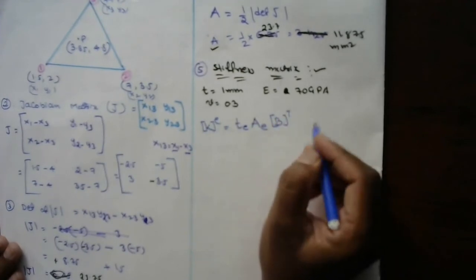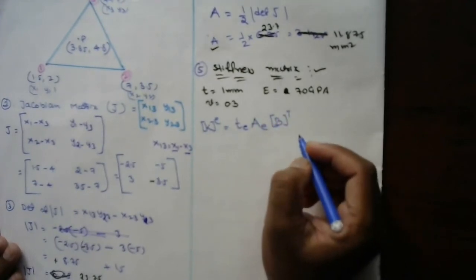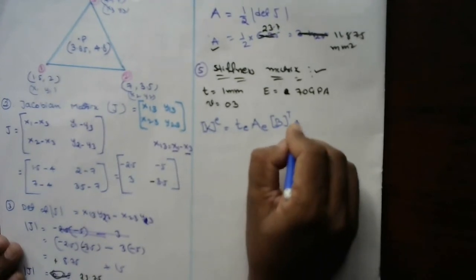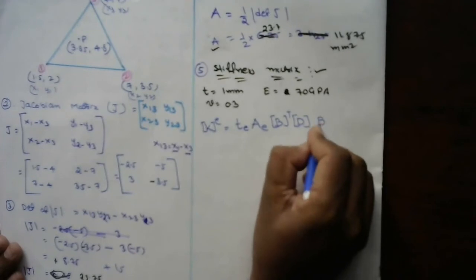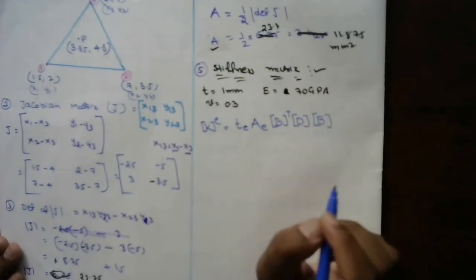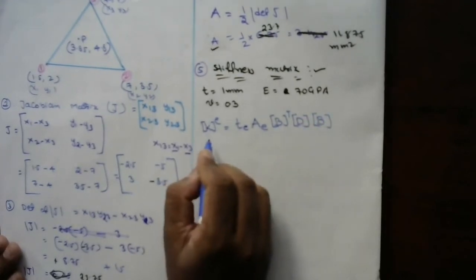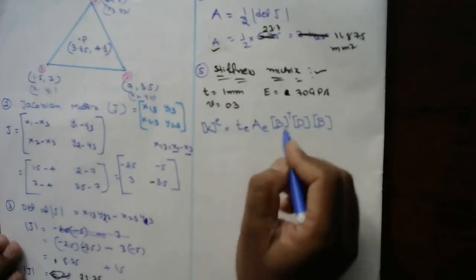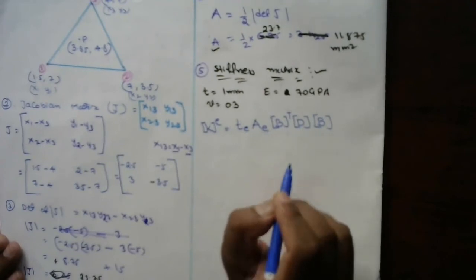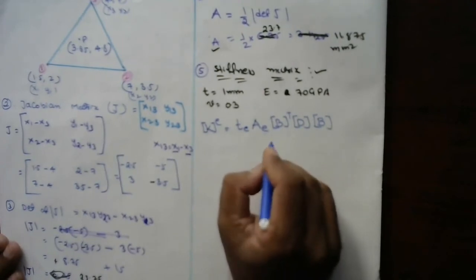We know that B transpose is multiplied by the strain displacement proportionality matrix, the material property matrix D, and the B matrix. So to calculate the stiffness matrix, you should know the thickness, area, as well as the B and D matrix. Let us try to find out one by one.